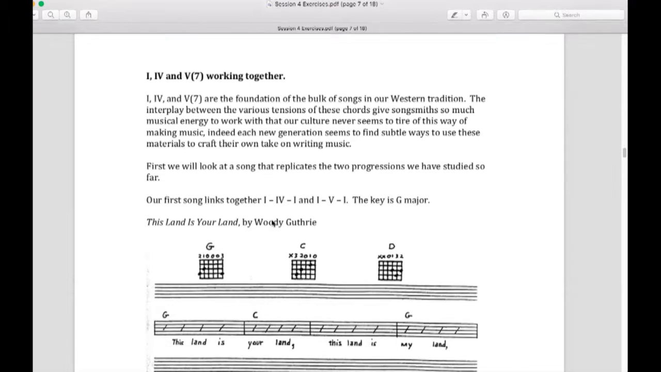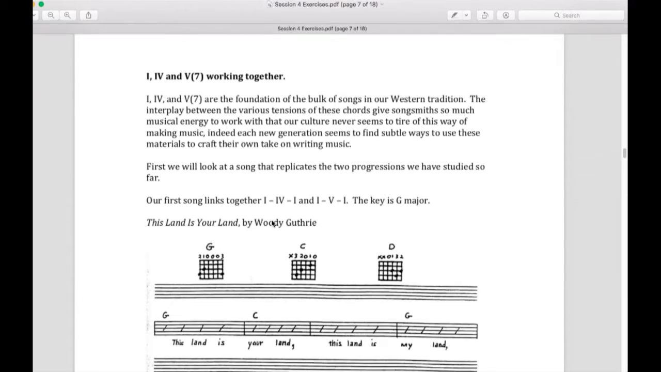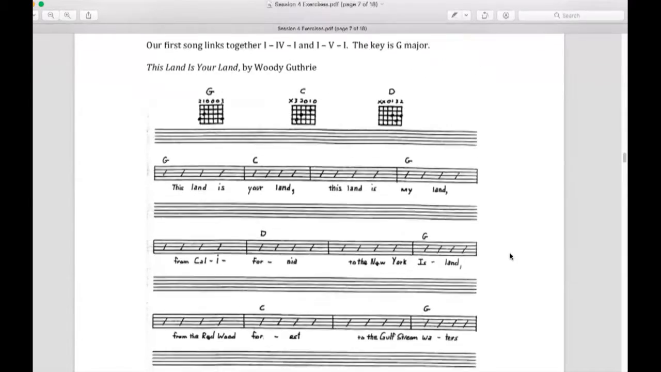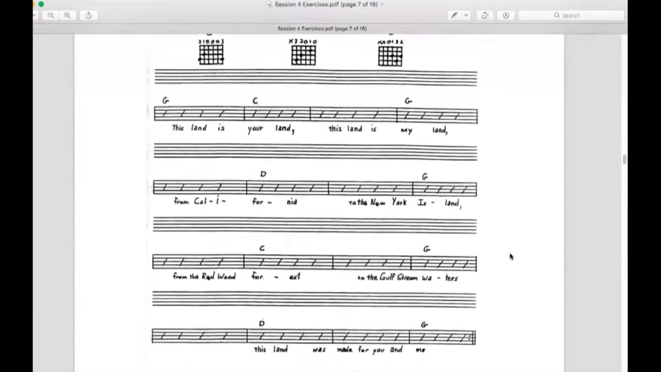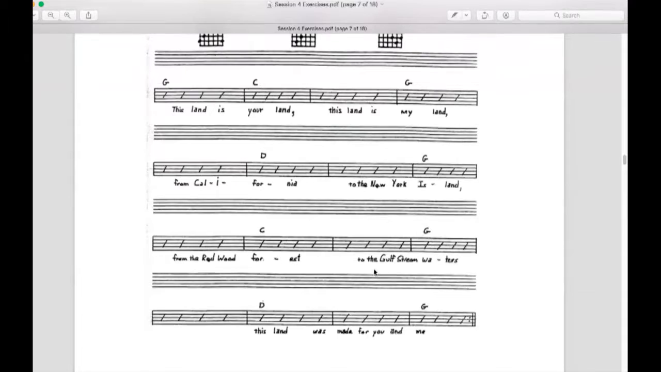Get my guitar again. All right. So, Woody Guthrie tune. This Land Is Your Land. Fit right there, it does. All right, so how does this work?